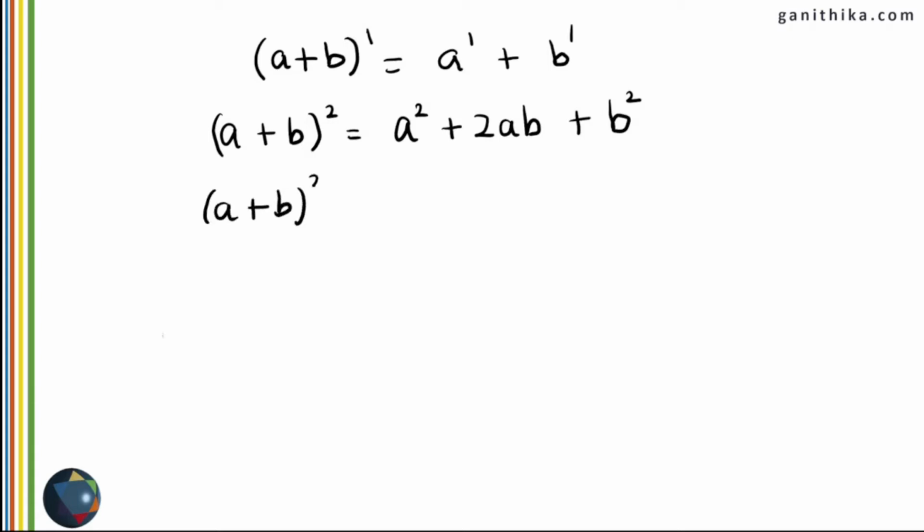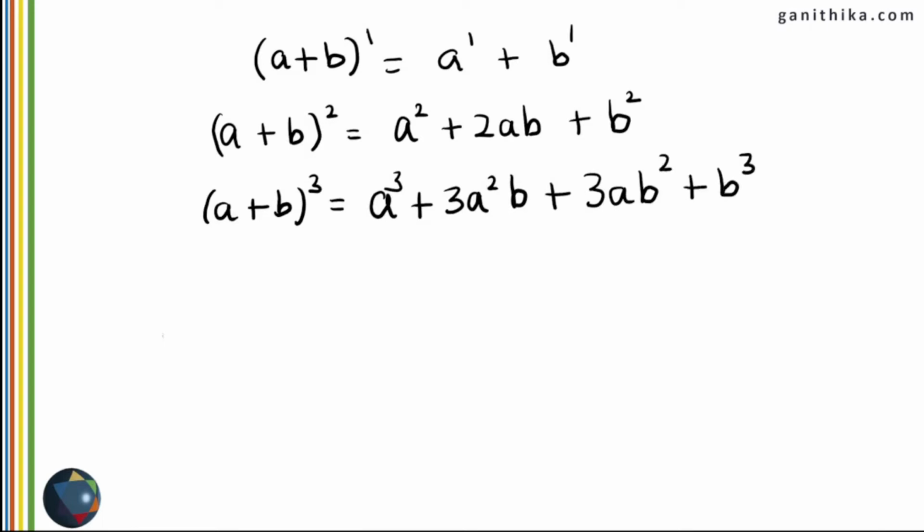Next, expand (a + b) to the power of 3. Again, pause the video here, expand and then continue with the video. The expansion is a to the power of 3 plus 3a square b plus 3ab square plus b to the power of 3. Again, if you have arranged it in different order, please rearrange this and write it in the same order as seen on the screen here. a cube as the first term, 3a square b as the second term, 3ab square as the third term, plus b cube as the fourth term.